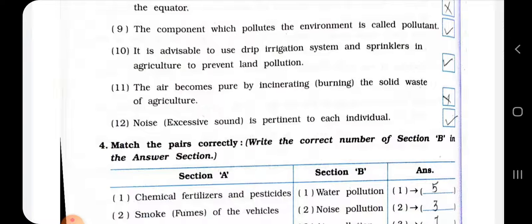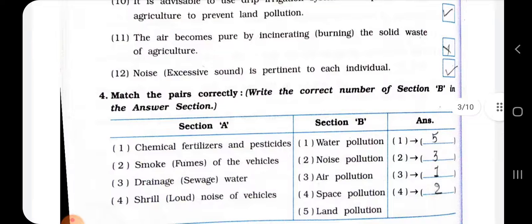Right. The air becomes pure by burning the solid waste of the agriculture. Wrong. Noise. Excessive sound is harmful to each individual. Right.